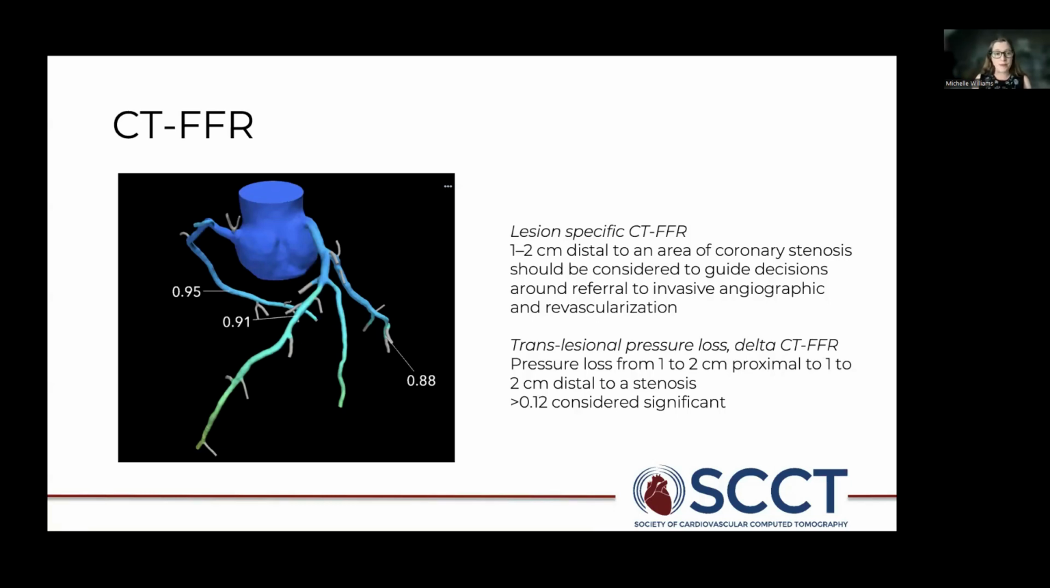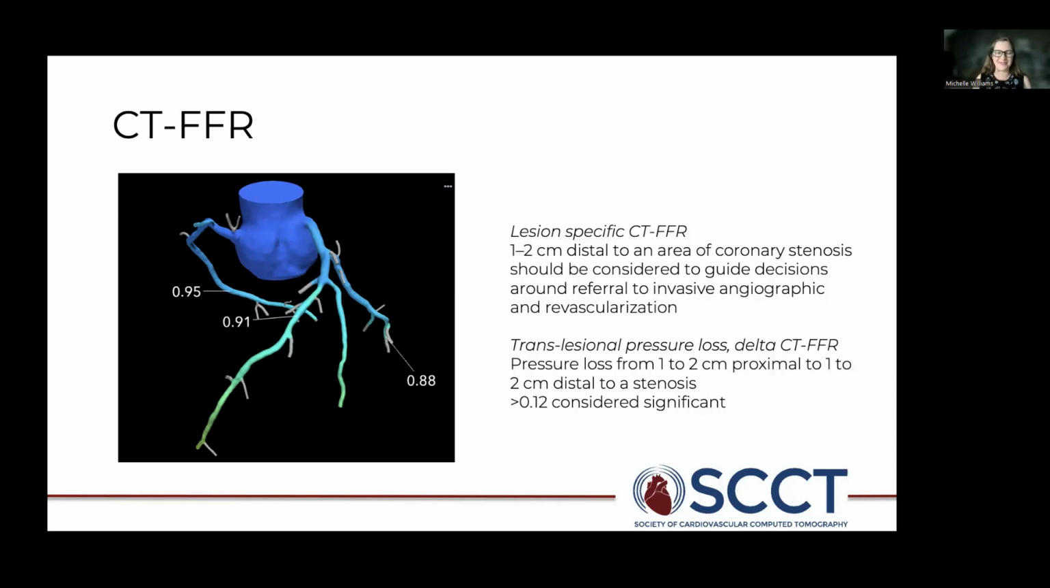Another term that may be familiar to some but not everyone is translational pressure loss, also called delta CT-FFR. And this is the pressure loss from 1 to 2 centimeters proximal to 1 to 2 centimeters distal to a stenosis. And a delta FFR greater than 0.12 is considered significant. So the idea of this is all of this information is obtained from a single CT coronary angiogram, the same one that you're doing your diagnostic assessment from, with some extra computational techniques.